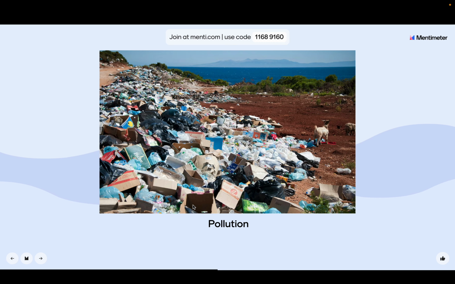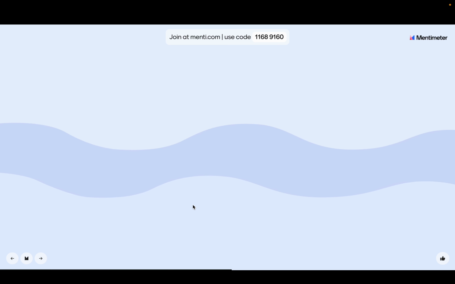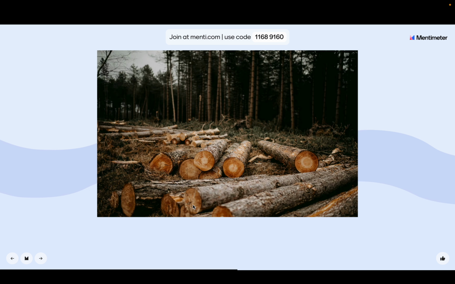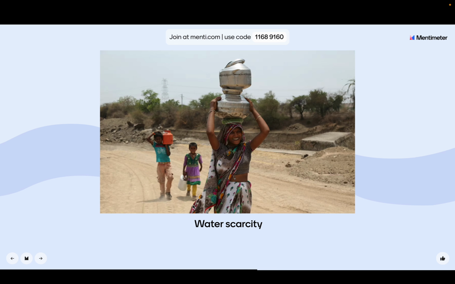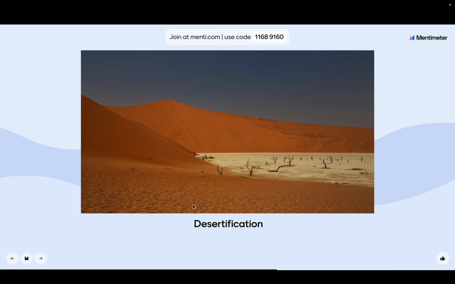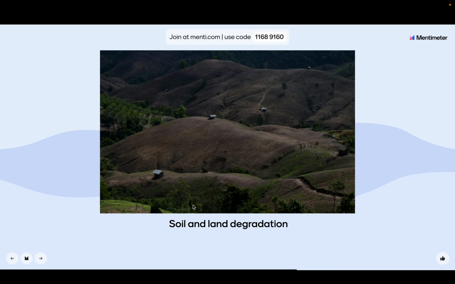Then I'll introduce pollution and different types of pollution, starting from air pollution, this sort of general pollution, I think. And then deforestation, of course, and water scarcity, and desertification, and the last one is going to be soil and land degradation. So I'll just say it's the basics of global issues.